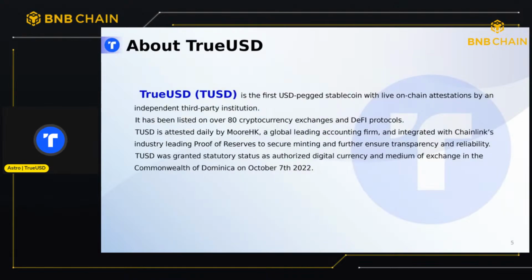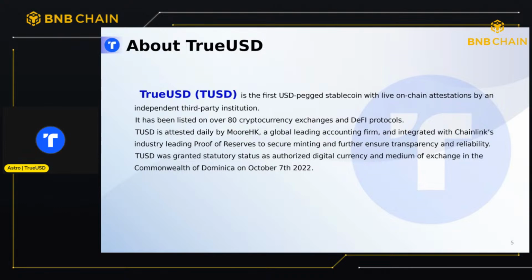Now that we have explored the fundamentals of stablecoins and their use cases, let's dive a bit deeper into one particular stablecoin, TrueUSD. TUSD isn't just another stablecoin. It is the first USD-backed stablecoin that has live on-chain attestations by an independent third-party institution. This means that every single day, the integrity of TUSD and its reserve is verified repeatedly, assuring users of its reliability.